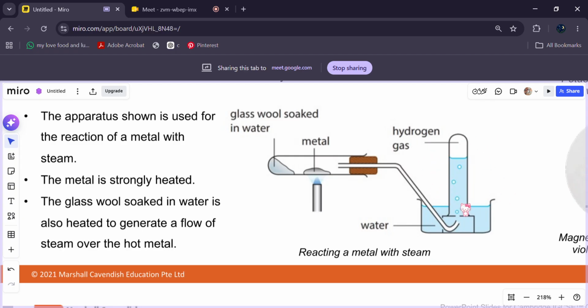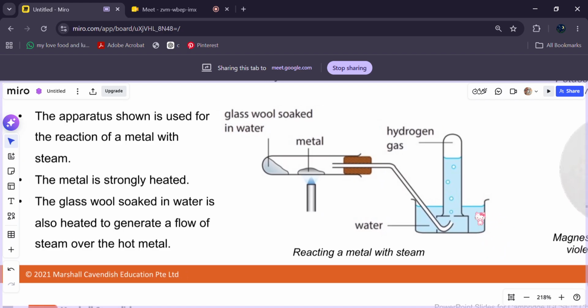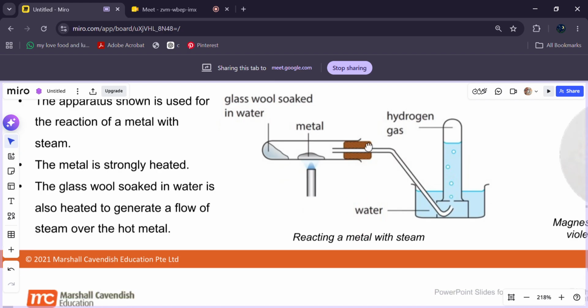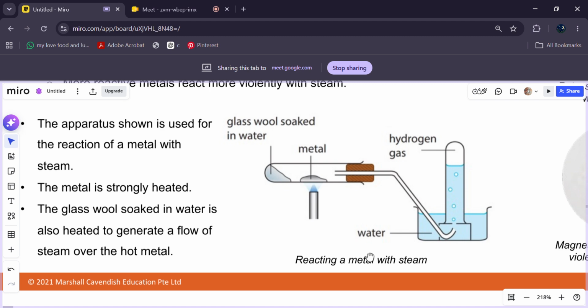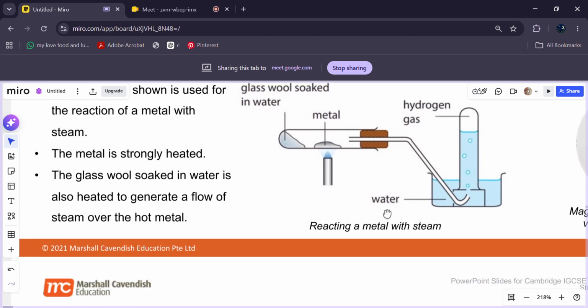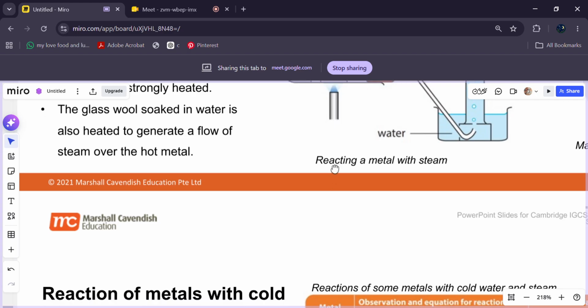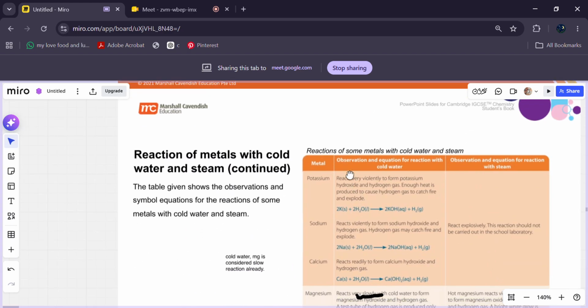When the water is hot, the steam flows through this rod, and as it does so, the metal reacts with the steam. Depending on the metal's reactiveness, the metal can react differently. Each metal can react differently to the steam.